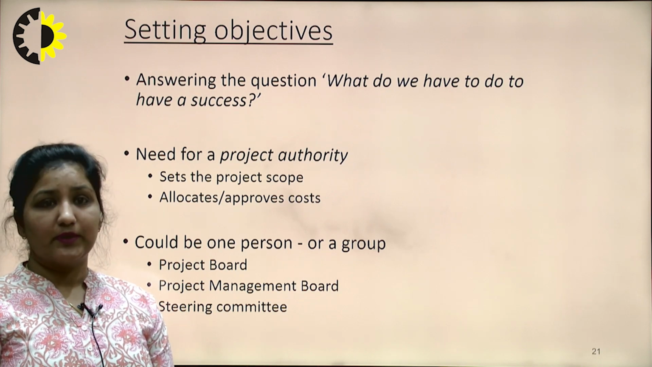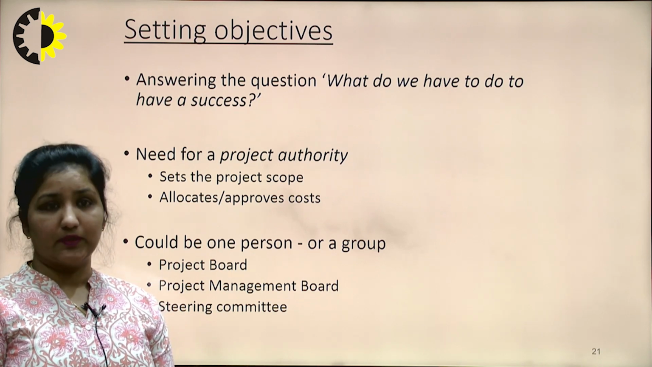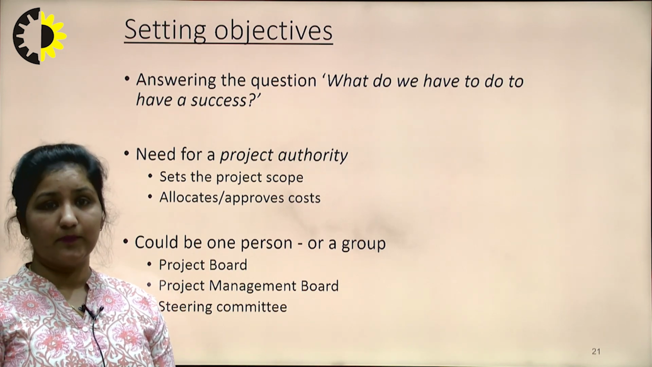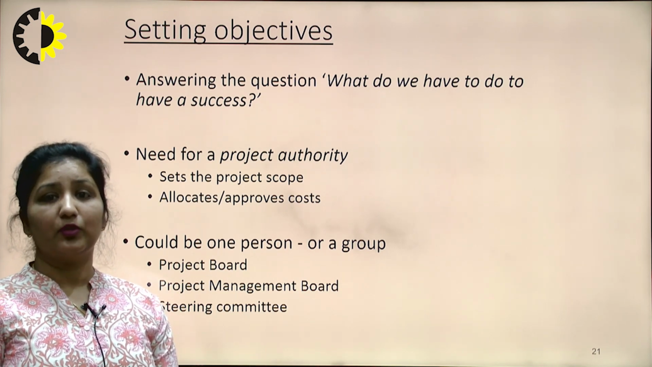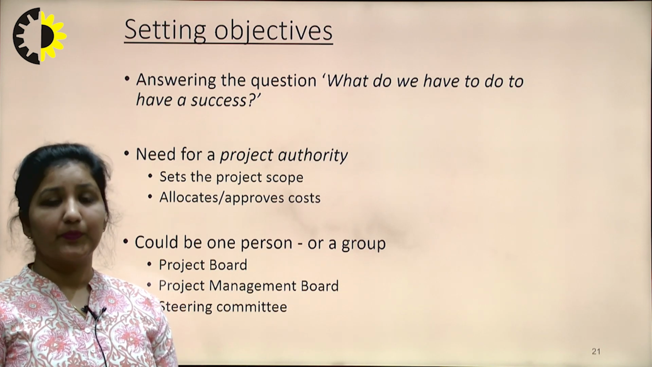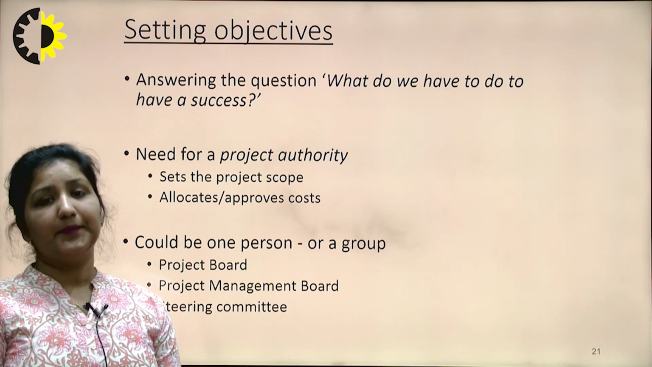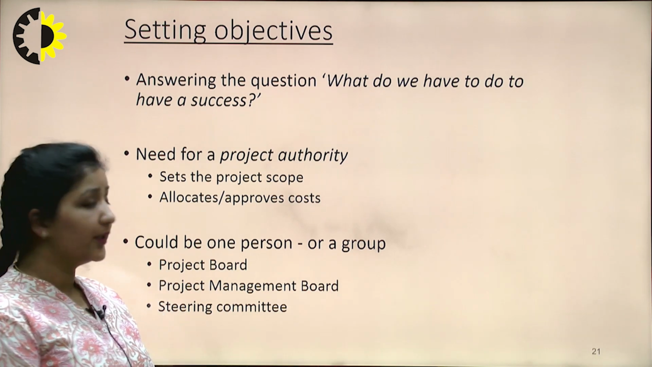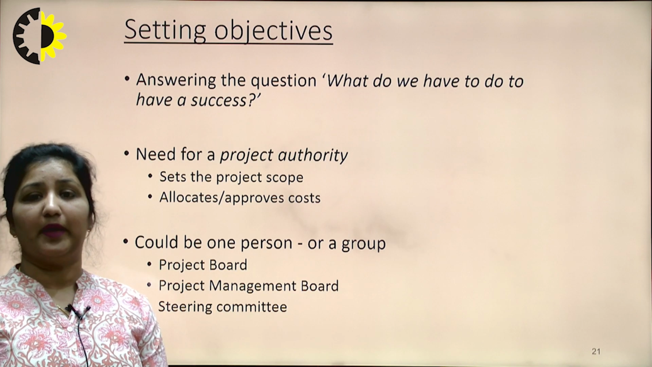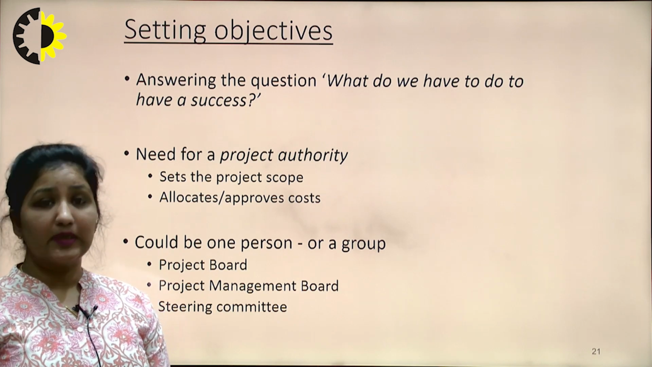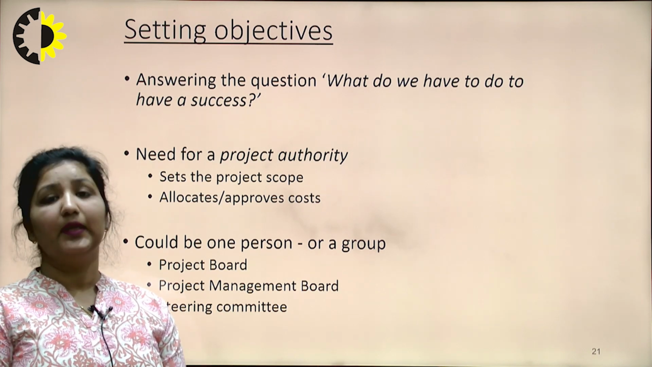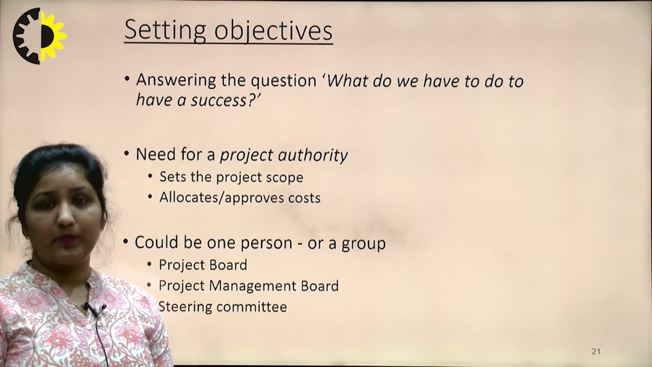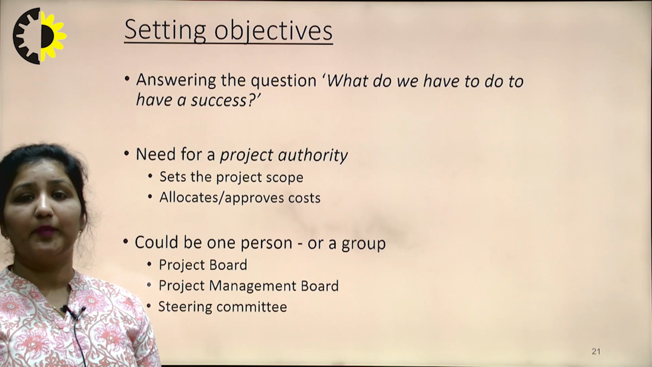For our objective, we need to have a project authority. A project authority is required, which sets the scope of the project, and which allocates and approves the costs which are there in the system. The project authority can be a group of persons or it can be a single person as well. Like it can be a project board, a project management board. We can have a steering committee as well, who can decide what the scope of the project is, how the project cost will be allocated, and whether the costs are approvable or not.